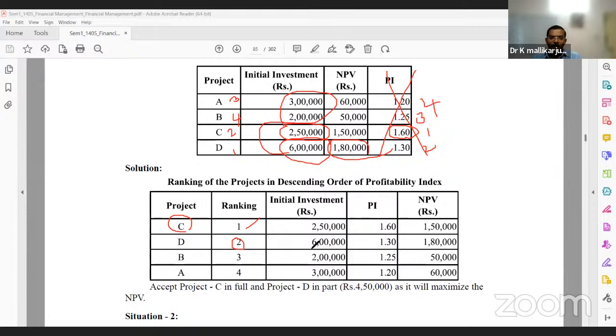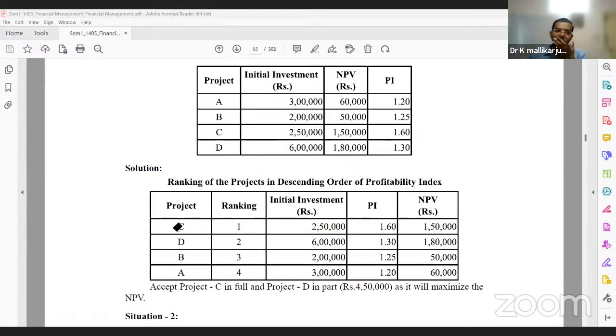Instead of starting this project, the firm can start this project first. Then the firm gives investment to this project. Then like this, priority-wise, the firm can invest, right? So the problem is that limited capital is there.